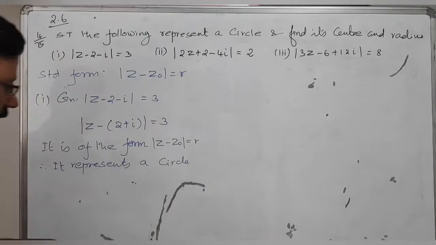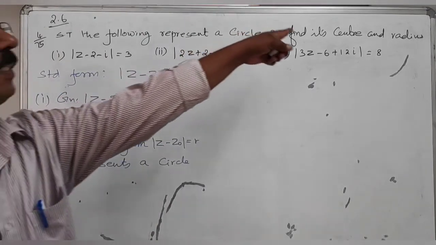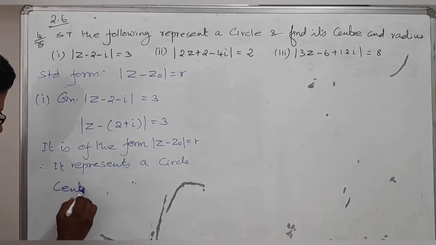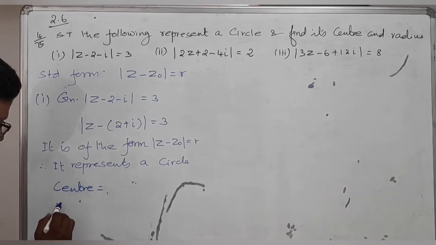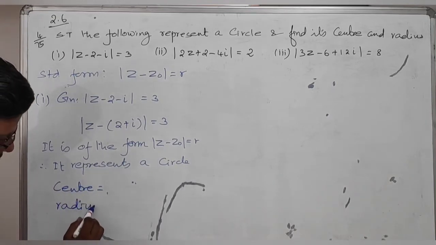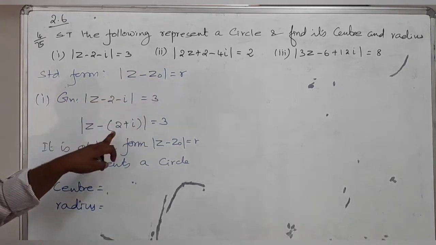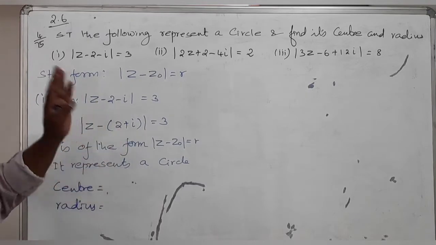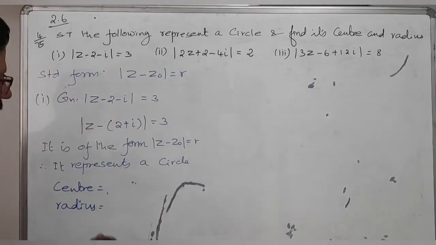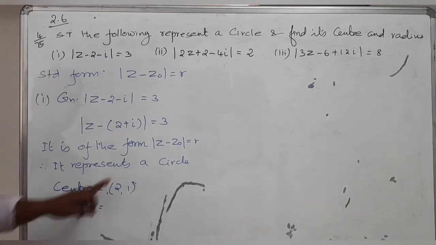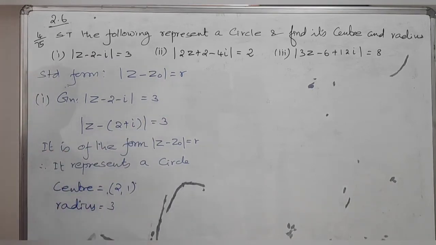After proving this is a circle, now we need to find a center and a radius. Therefore, you can write center is equal to, radius is equal to. Center is nothing but Z0. Z0 means what? 2 plus I. How do you write as Cartesian coordinates? 2, 1. What's the radius? Is 3. That's all. Likewise, you can do the first subdivision.